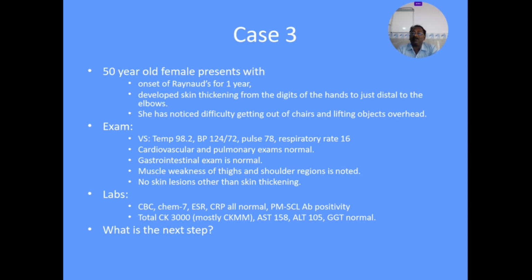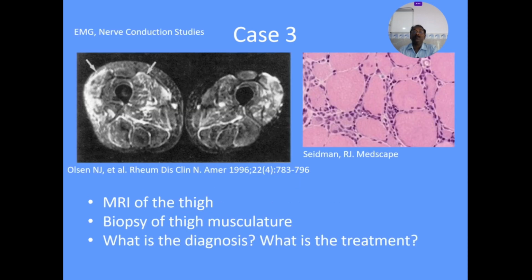The AST and ALT are elevated. Up to 30 is normal. So more than 3 times elevated, more than 5 times elevated. So what is the next step? Good. Excellent. What is your name? Yes, Vasavi. See the muscle biopsy here, and the MRI. MRI of the thigh. Biopsy of the thigh muscles. So what is the diagnosis?